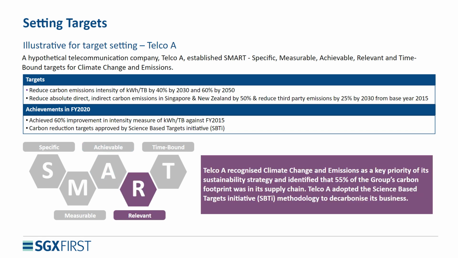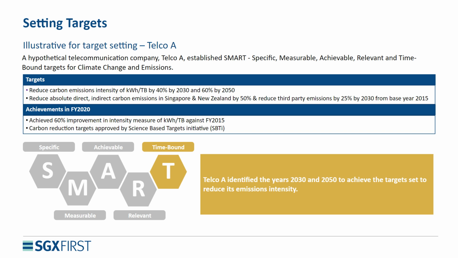Relevant. Telco A recognized climate change and emissions as a key priority of its sustainability strategy and identified that 55% of the group's carbon footprint was in its supply chain. Telco A adopted the Science Based Targets Initiative methodology to decarbonize its business. Time-bound. Telco A identified the years 2030 and 2050 to achieve the targets set to reduce its emissions intensity.